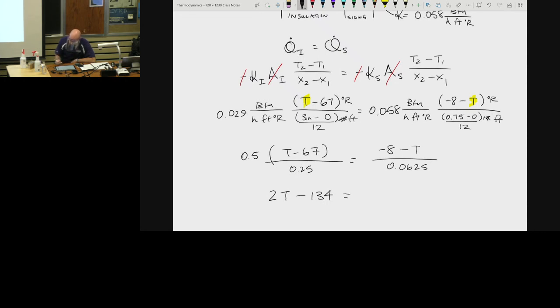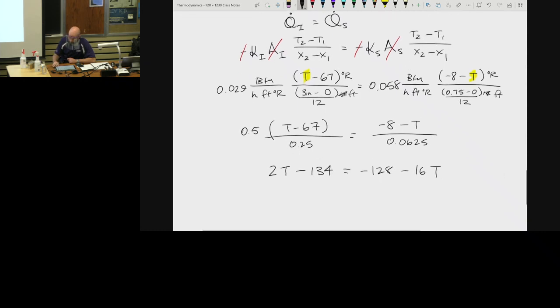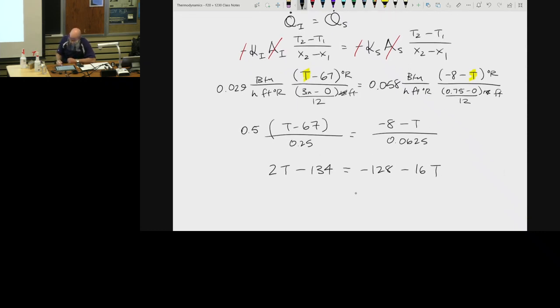I rely too much on my calculator. I probably shouldn't. Minus 8 divided by 0.0625. This is going to be minus 128. Minus 1 divided by 0.0625, 16t. This is not the only way to solve it, of course. You can solve it many different ways. I'm going to have 18t is equal to 134 minus 128, 6. My temperature is going to be 6/18, which is equal to 0.3333. What's my units on that temperature? I didn't keep them here, but what's my units on that temperature?